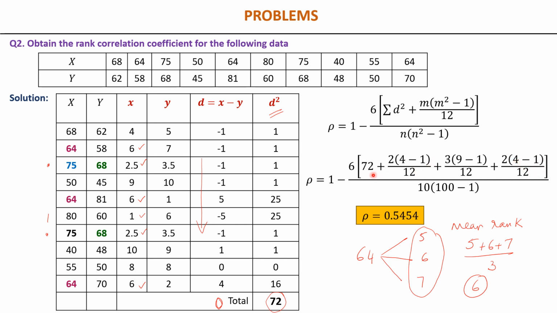I add up all the values, then multiply by 6 divided by 990. And then I subtract it from 1, so that the correlation coefficient for this problem is something around 0.5454, correct to 4 decimal places. So this is the way when marks are given, the ranks are evaluated, and then the process is continued as before, but including the correction factor in the formula. So I hope this problem is clear now.